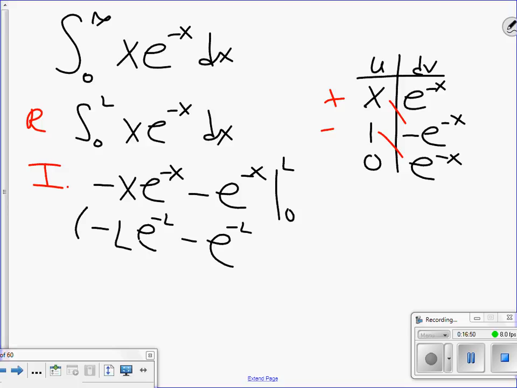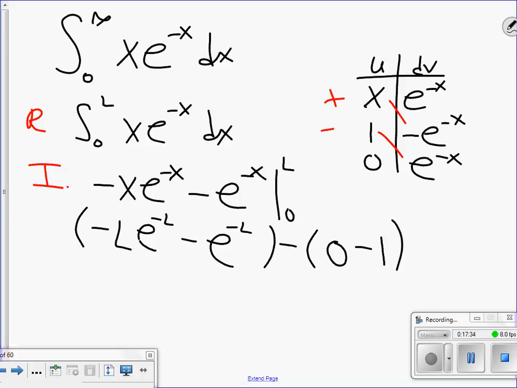Well, wait a minute, I think we've got to be careful. If you plug in the lower limit, this first term is 0. The 0 times that is going to be 0. Minus e to the 0 is minus 1. So instead of having minus negative 1, let's just write plus 1. And the other thing I would like to do here before we take the limit, I don't want the negative exponents anymore.